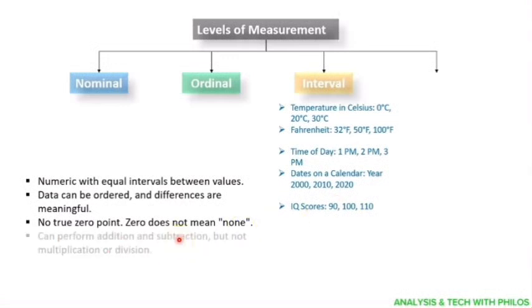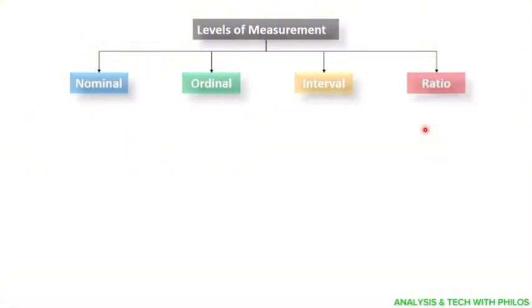And another characteristic is that you can perform addition and subtraction, but not multiplication and division. You can easily say the difference between 30 degrees and 20 degrees is 10 degrees, right? But you cannot say 40 degrees is twice as hot as 20 degrees. So multiplication and division cannot be performed on interval, but addition and subtraction can. Okay, so it's very important to know that under interval level of measurement, 0 means something. 0 does not mean that thing doesn't exist. It means something. Okay, then let's look at the ratio level of measurement.